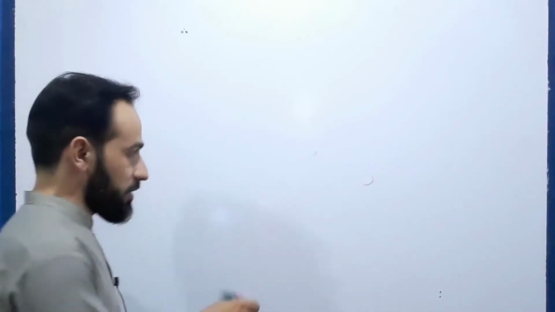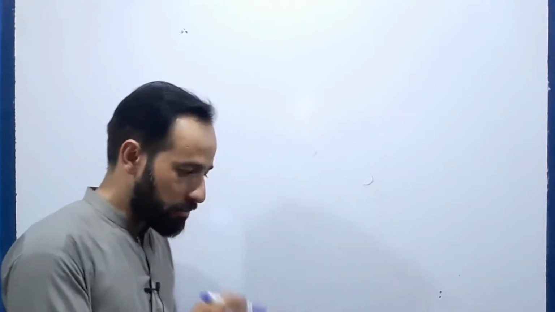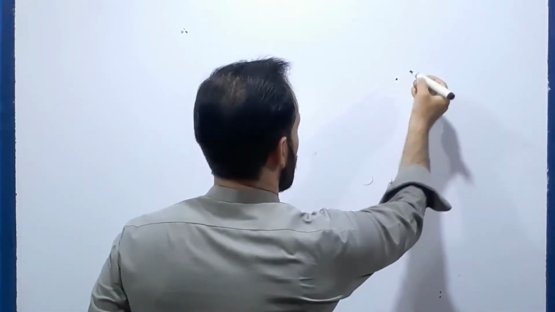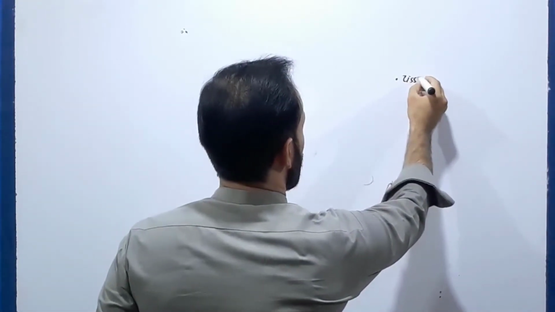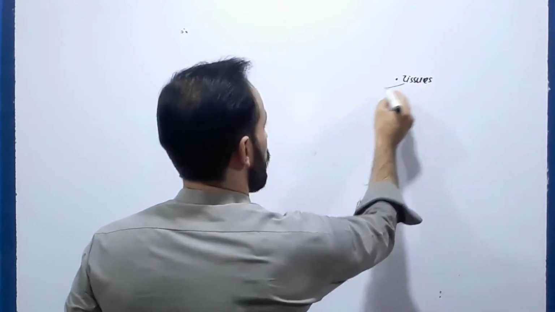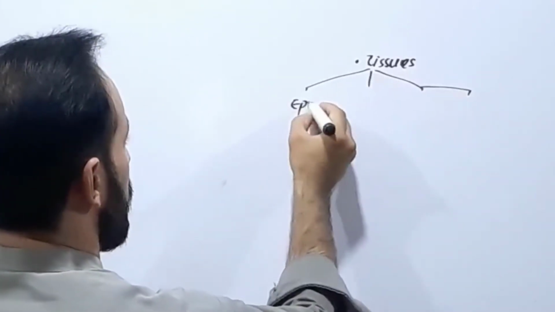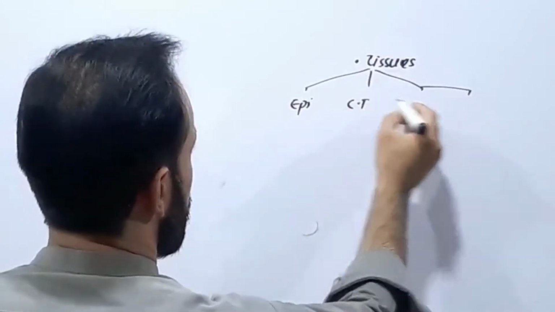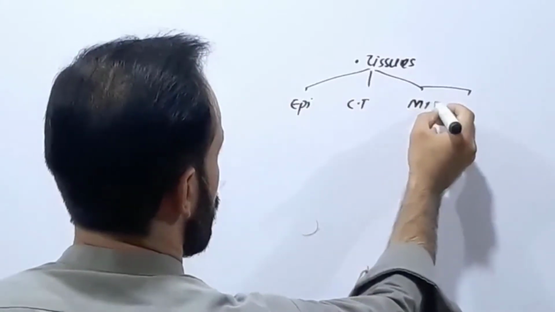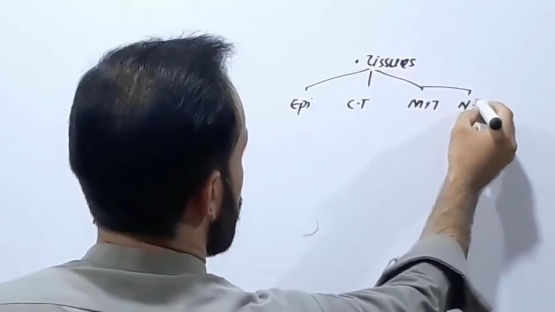So my dear friends, let me first repeat my previous lecture a little bit to remind you that we are discussing the tissues of the human body. We know that there are four types of tissues in the human body: the epithelial tissue, the connective tissue, the muscular tissue, and the nervous tissue. Right friends, these four basic tissues are found in our bodies.